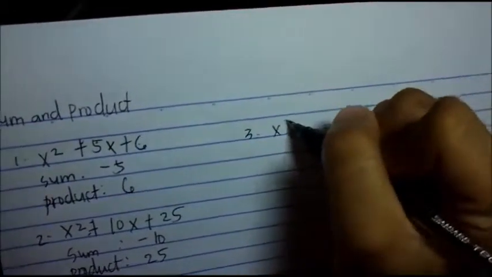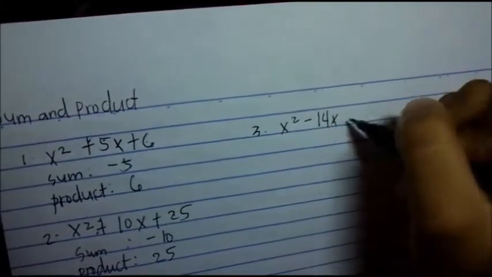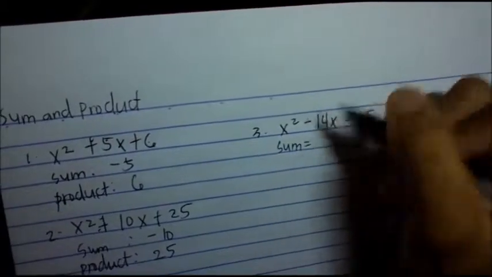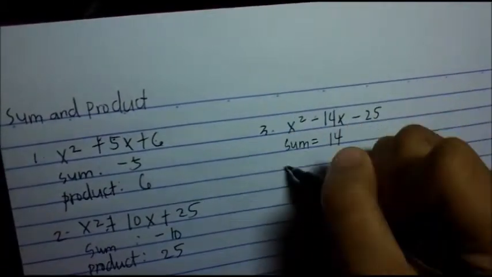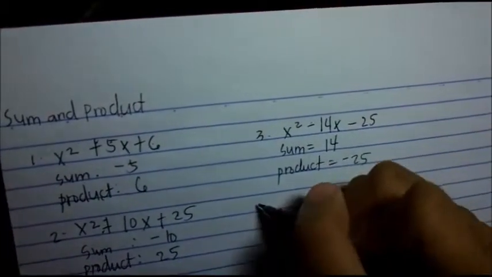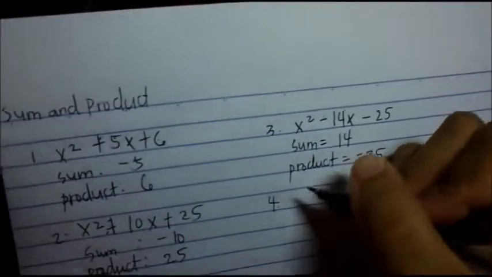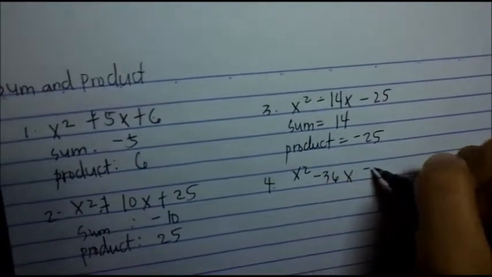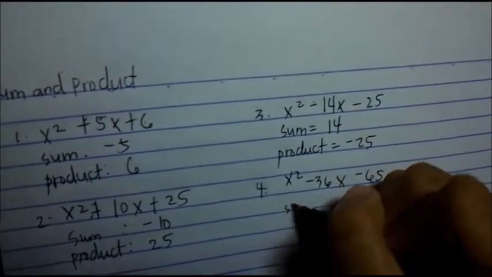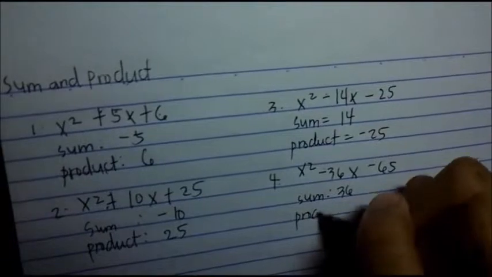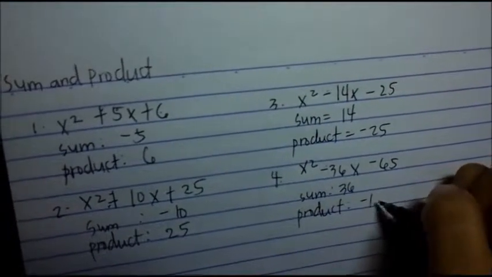Then number 3 is x squared minus 14x minus 25. So the sum is, the opposite sign is 14, then the product is negative 25. Then the last example is x squared minus 36x minus 65. So the sum, opposite sign 36. So product is negative 65.